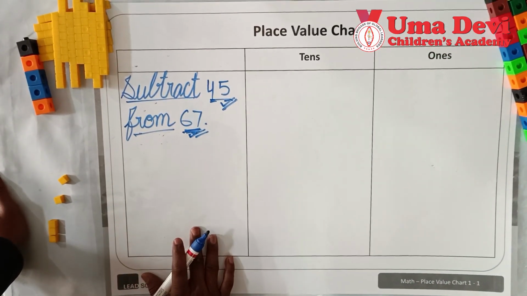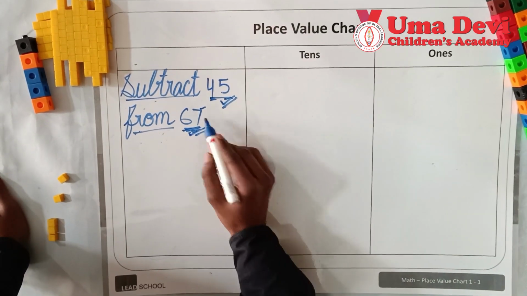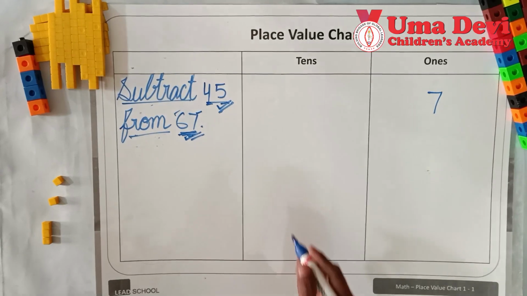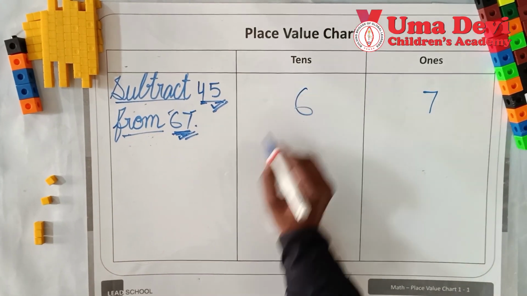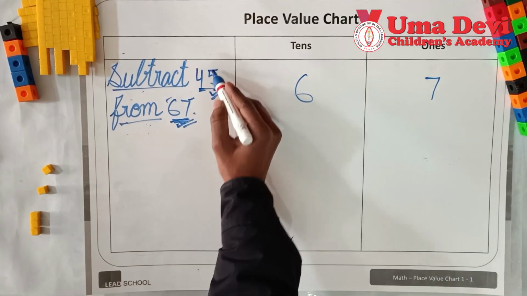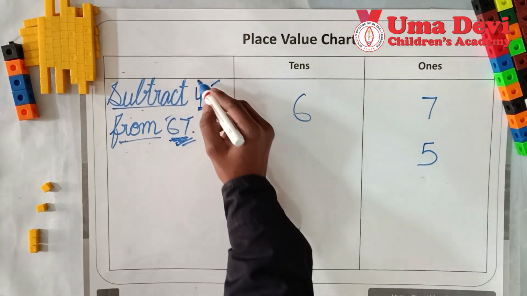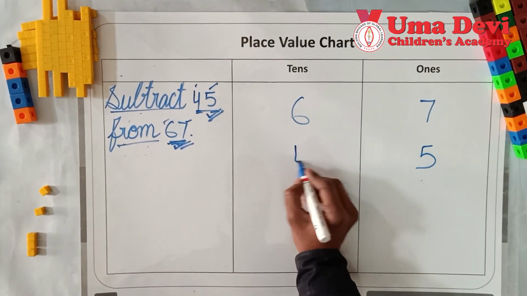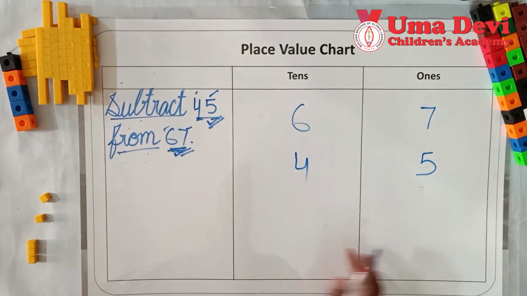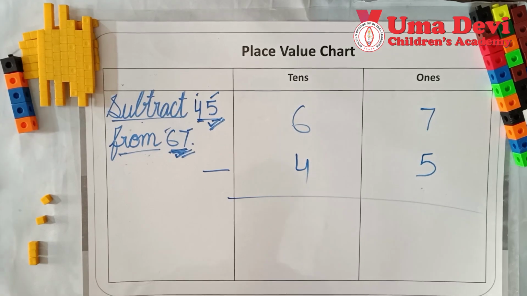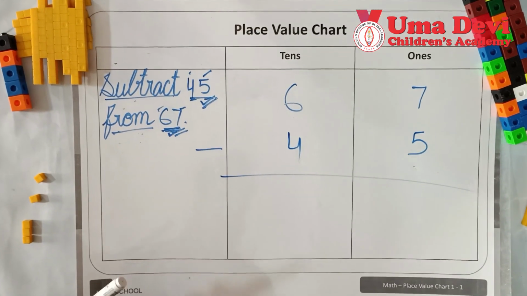So find the bigger number here. Which is the bigger number? 67. So where will 7 go? 7 will go in the ones column. Where will 6 go? 6 will go in the tens column. Right? Where will 5 go? 5 will come in the ones column. And where will 4 go? 4 will come in the tens column. And we have to subtract these numbers. Okay, so look here, how do we subtract this?